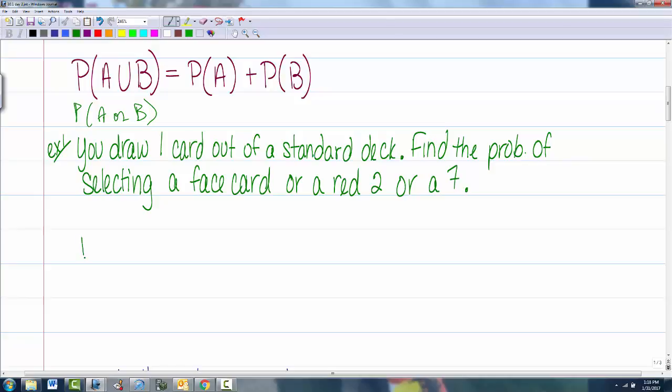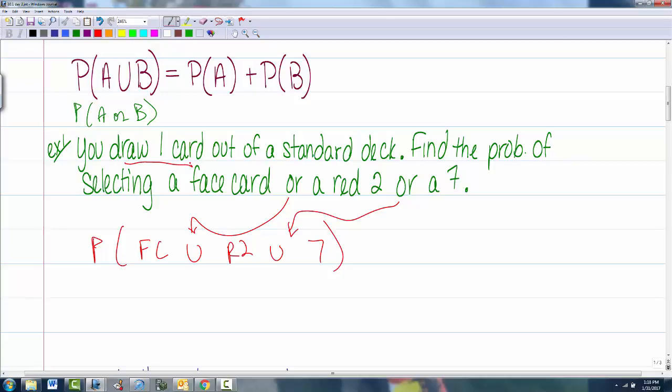So the way this could be written is, what's the probability? Let's go red. Probability of a face card, I'm just going to put FC, or union a red 2, or getting a 7. You have to understand you're only drawing one card. They just want to know, when drawing that one card, what's the probability of getting this or this or this? I'm drawing only one card. What's the probability I get a face card or a red 2 or a 7?